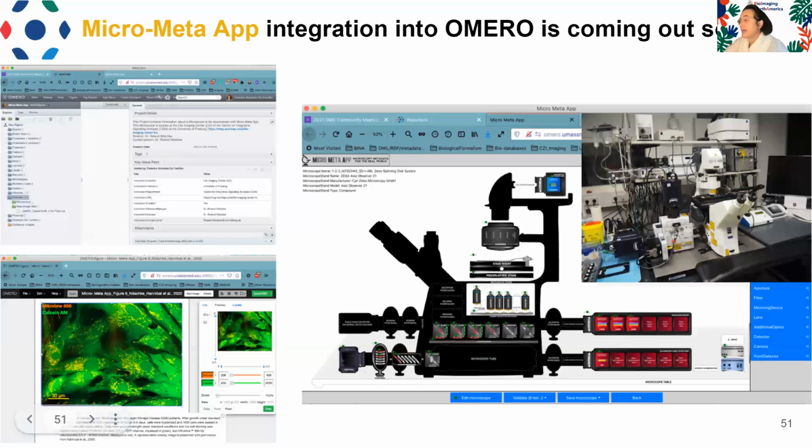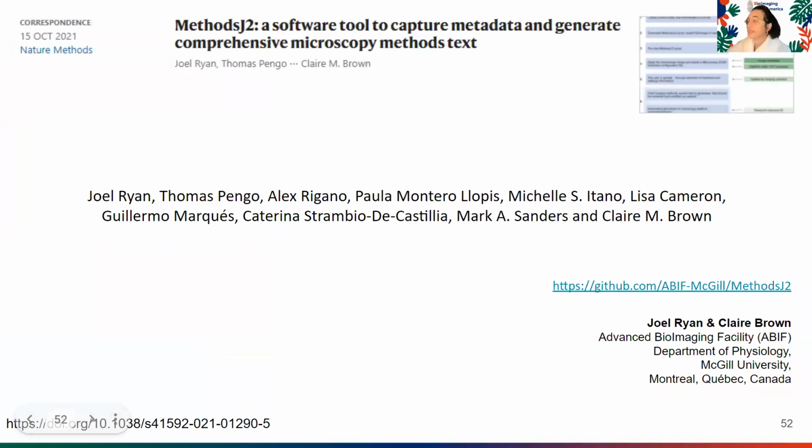Next, and then the next phase is going to be the integration of Micro-Meta App into OMERO, so that it will allow you to integrate the metadata that is acquired using Micro-Meta App with the images you have in case you're using OMERO.